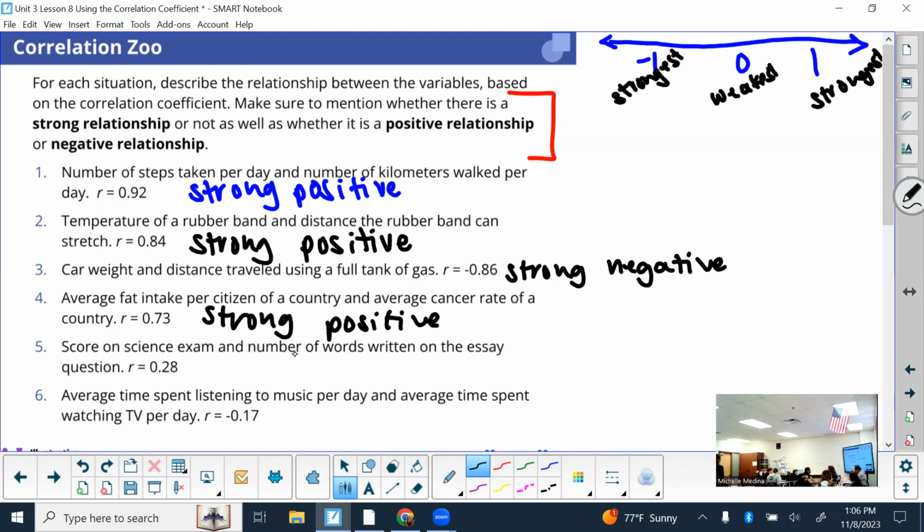Table 2, what about when it's 0.28? A weak positive. So here's our first weak example. I would say probably anything under 0.5, personally, I'd classify as weak. Whether -0.5 or positive 0.5, the closer to 0, the weaker it is. And positive, because it's a positive number. All right, table 3, last one. When it's -0.17 for the R value, how would you describe that correlation?